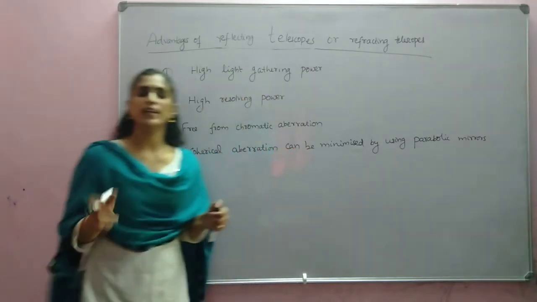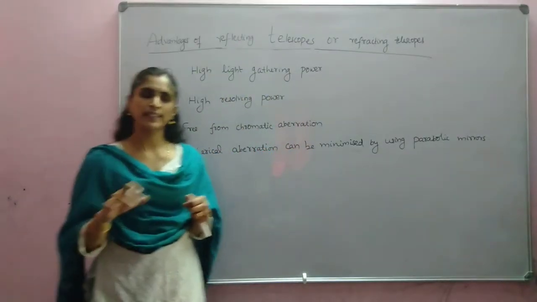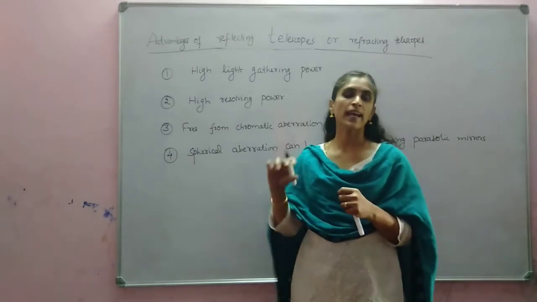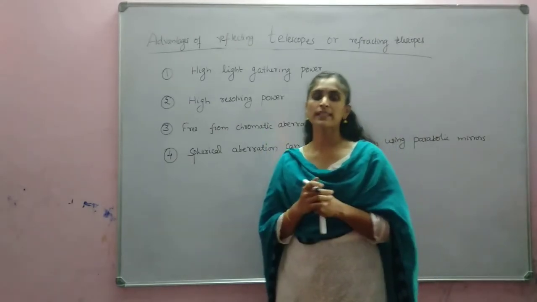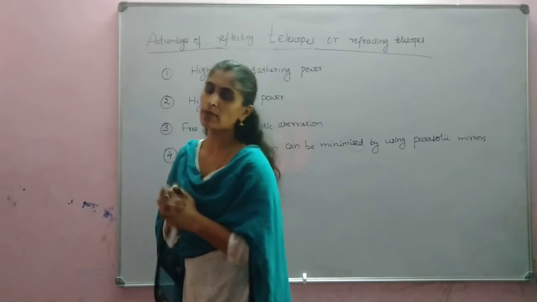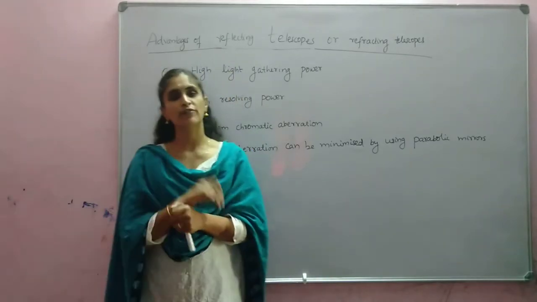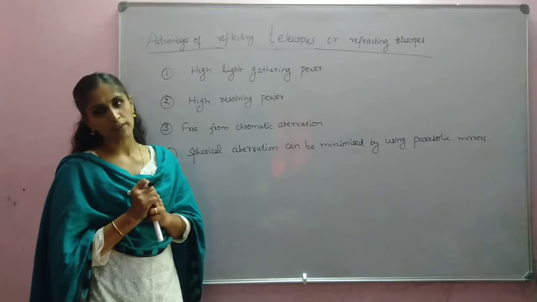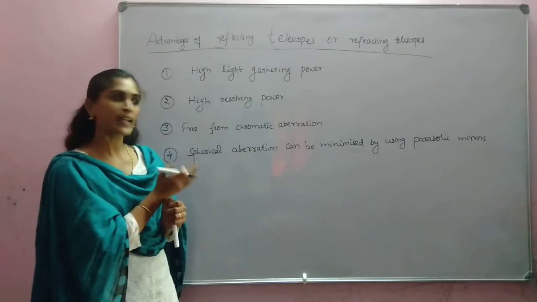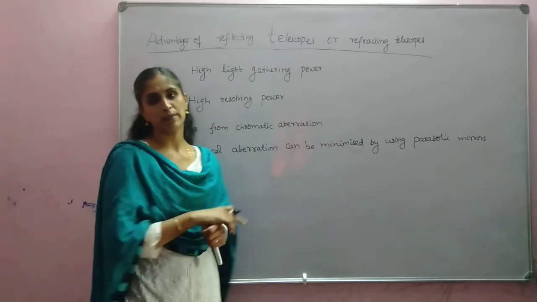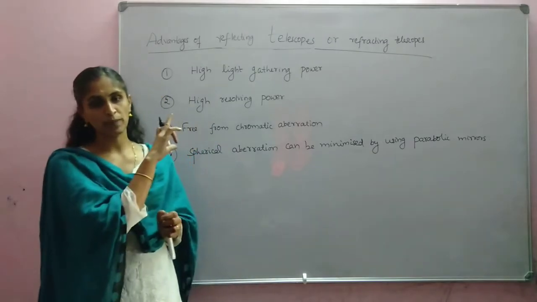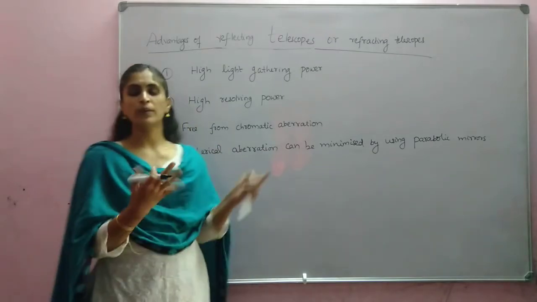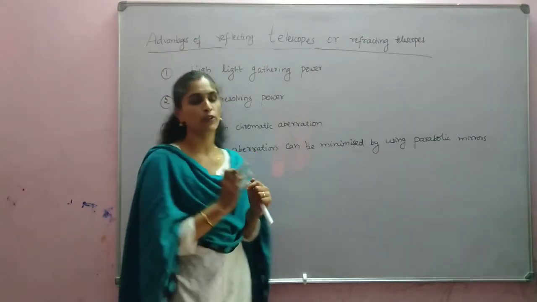If we are using a concave mirror, rays closer to the principal axis are paraxial rays, and rays away from the principal axis are known as marginal rays. These paraxial rays and marginal rays focus at different points, and that defect is known as spherical aberration. It happens in a concave mirror. So this spherical aberration can be minimized if we use a parabolic mirror. So in a reflecting telescope, instead of a concave mirror, if we use a parabolic mirror, spherical aberration also will not be there.